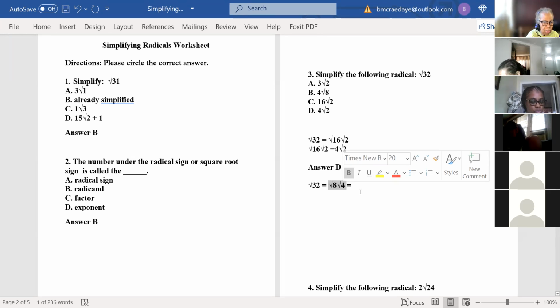What are two factors you can multiply and get 8? Two numbers you can multiply and get 8. 4 and what?